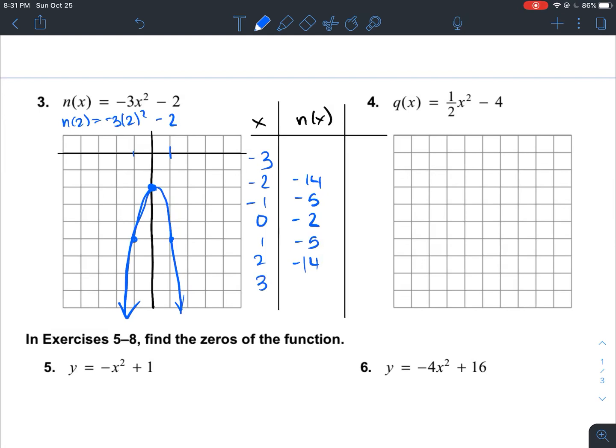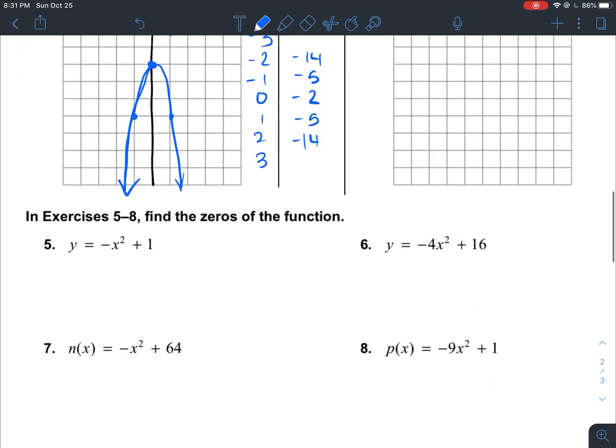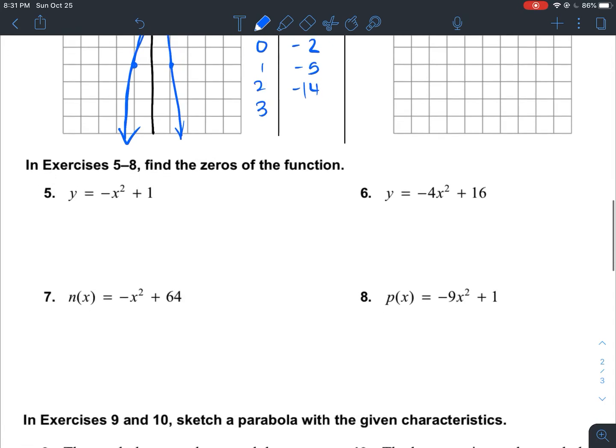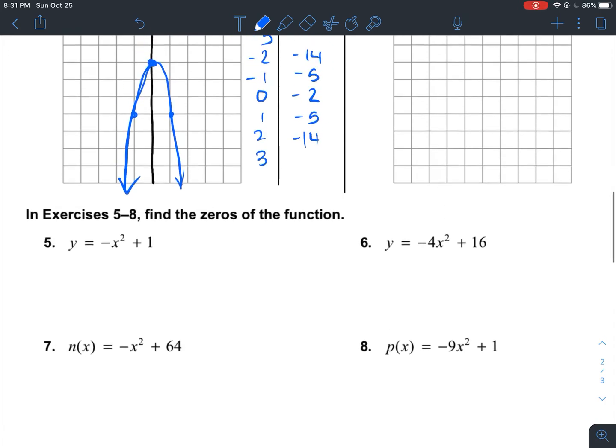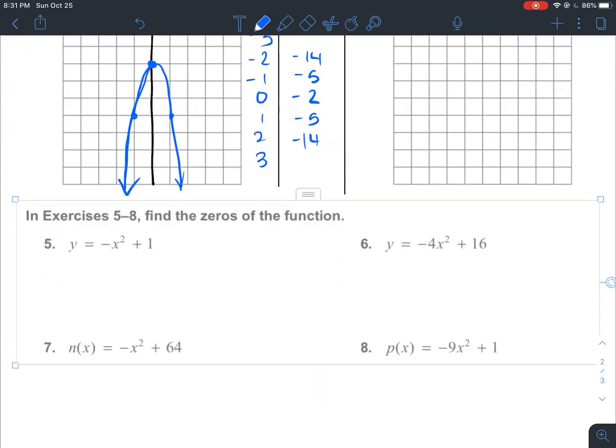Okay, I'll let you guys try number 4 on your own. But let's jump down here and do some more exercises. So it says in exercises 5 through 8, find the zeros of the function. And what does it mean to have zeros?